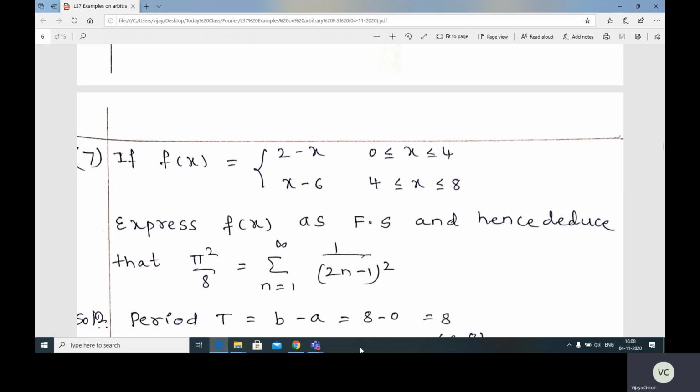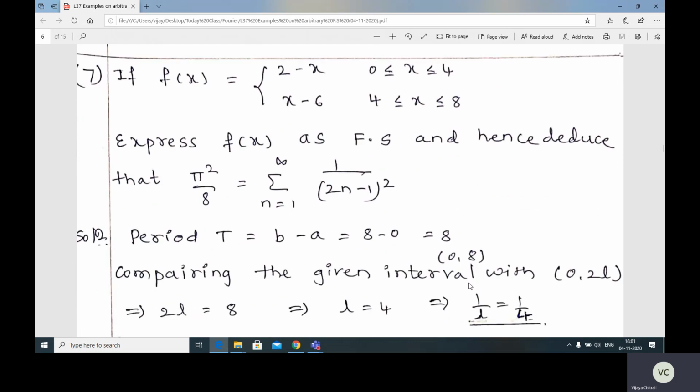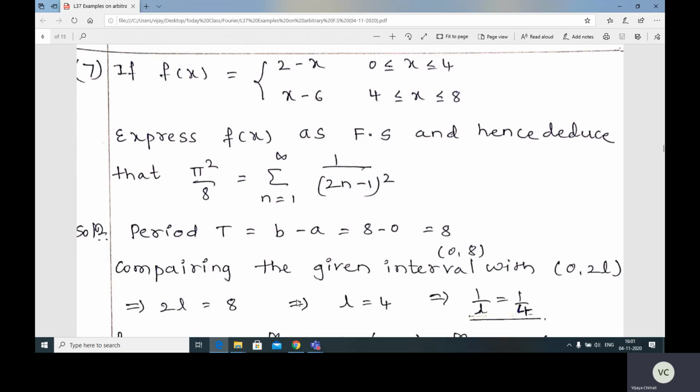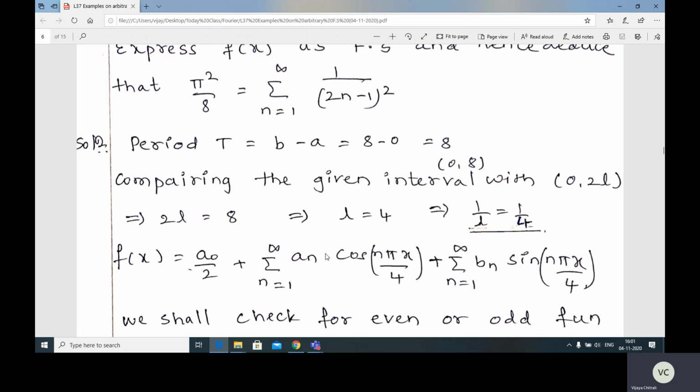Now first find the period of this function. So the function is divided into two sub-functions: from 0 to 4, in this interval 2 minus x, and from 4 to 8, in this interval x minus 6. Now the starting point is 0, the ending point is 8. So the period T is b minus a, where a is 0 and b is 8. 8 minus 0 means we get the period as 8. Now this is an arbitrary period, so compare this with 2L. So you will get L as 4 and 1 by L as 1 by 4. Now substitute L as 4, or 1 by L as 1 by 4, in the arbitrary Fourier series.